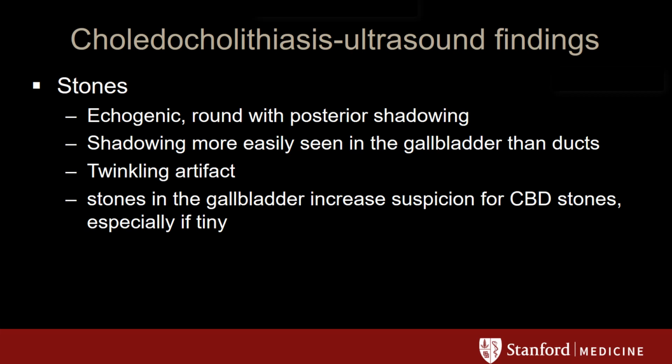So in ultrasound, the stones are little bright dots. They shadow posteriorly. The shadowing is easier to see in the gallbladder than in the ducts. You can also see a twinkling artifact where on Doppler you see little dots of what looks like flow, but it's actually an artifact, and that can be helpful. And then, if you have stones in the gallbladder and biliary dilatation, that increases your suspicion.